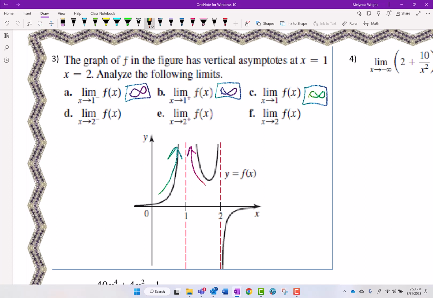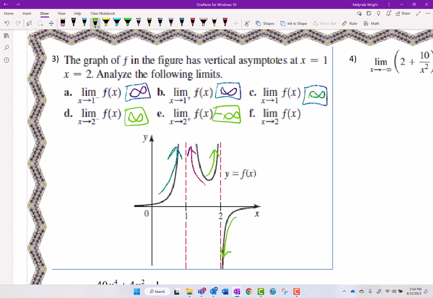So now let's go to 2 from the left. So 2 from the left, we'll just change color. So 2 from the left, there's 2, there's the left. 2 from the left is infinity. 2 from the right, this is one where we're going down, so it's negative infinity.